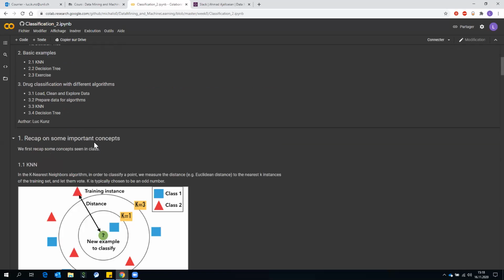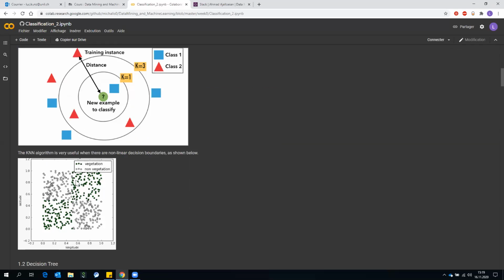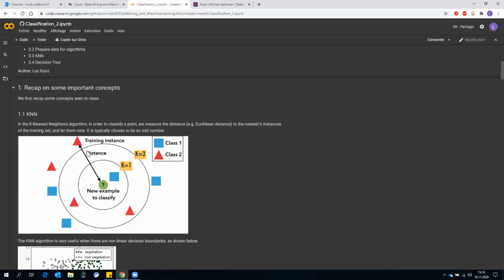So first of all, the recap. KNN and decision trees are very useful if you have a problem with non-linear decision boundaries. Because if you try to classify using, for instance, logistic regression that we saw earlier, in this example it won't work very well, because with logistic regression and all linear classification methods, you will have only one line to separate the classes. And in this case, this won't be very great. That's why there are also non-linear methods such as KNN and decision trees.